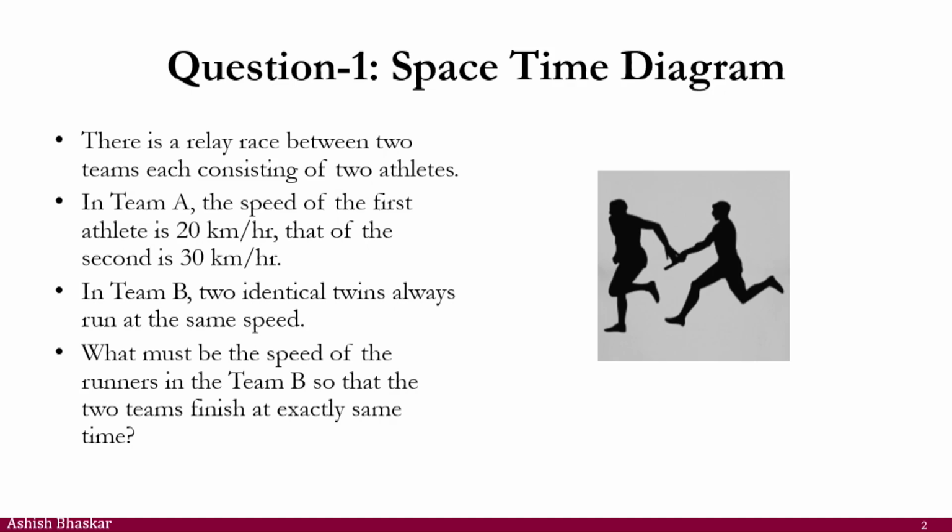In team B, two identical twins always run at the same speed. So in team B, both of them are running at the same speed. What must be the speed of the runner for team B so that the two teams finish at exactly the same time? I want you to solve it from the time-space diagram point of view.